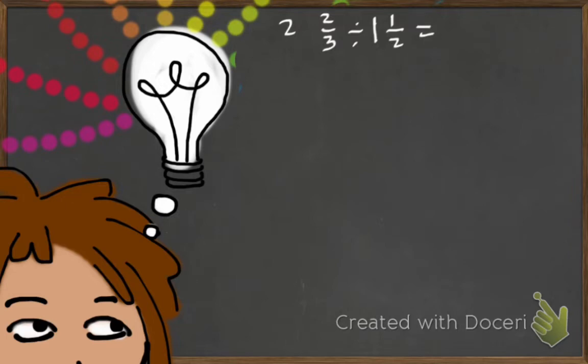What we will do here first is we are going to change this mixed fraction into an improper fraction. So I'll copy it down here. Let's say 2 2/3. So what we will do is we will multiply the denominator to the whole number, 3 and 2. So 3 times 2 equals 6. Then plus 2 equals 8. So we have now our improper fraction 8/3.